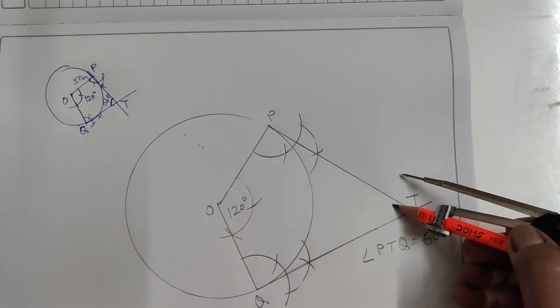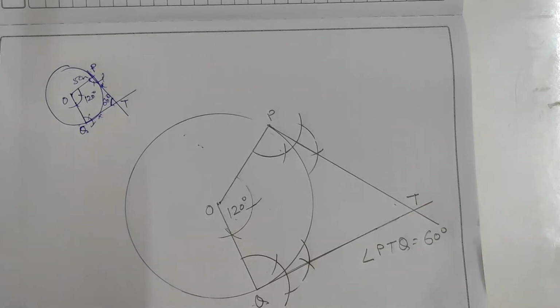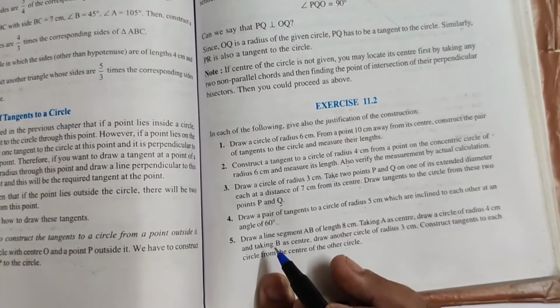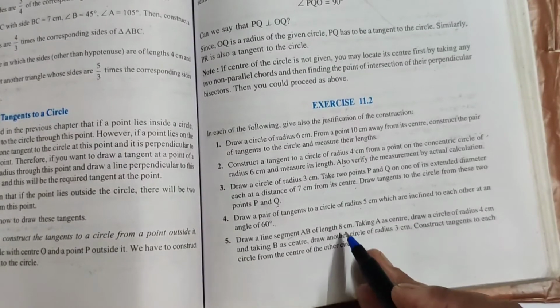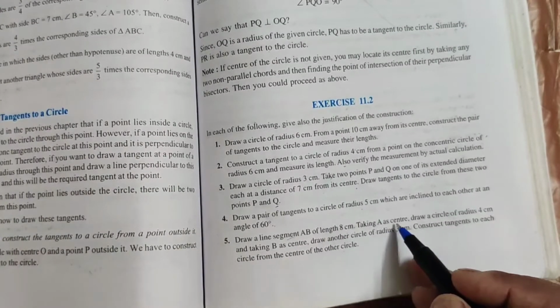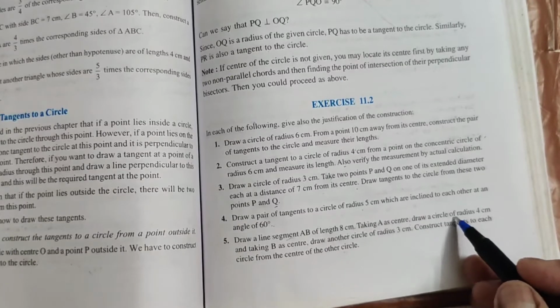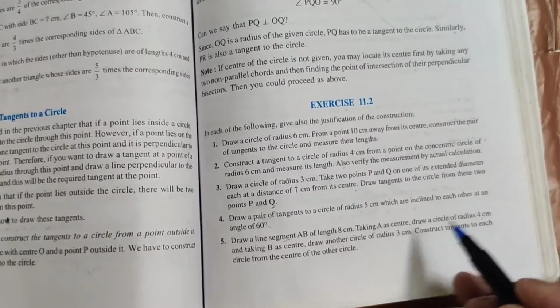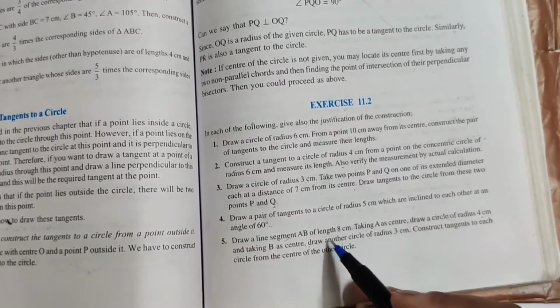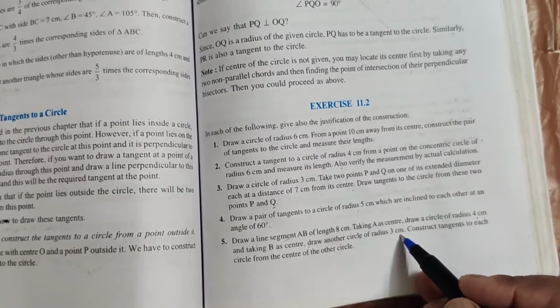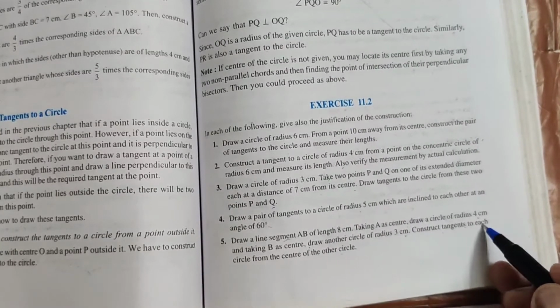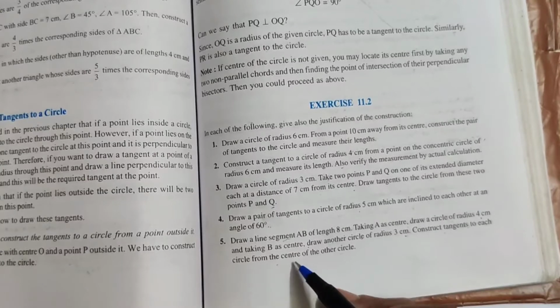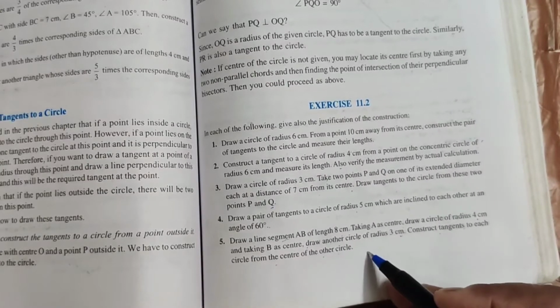Okay, next question. Question number 5. Draw a line segment AB of length 8 cm. Taking A as a center, draw a circle of radius 4 cm, and taking B as a center, draw another circle of radius 3 cm. Construct tangents to each circle from the center of the other circle.